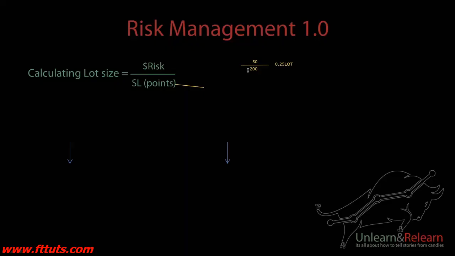I have a calculator at my disposal, so it's really easy. It's done. If you write this formula down, it's going to help you out a lot in determining what your lot size is going to be. And then you can move these variables around and calculate what your dollar risk is going to be based on your lot size and stop loss and whatnot.